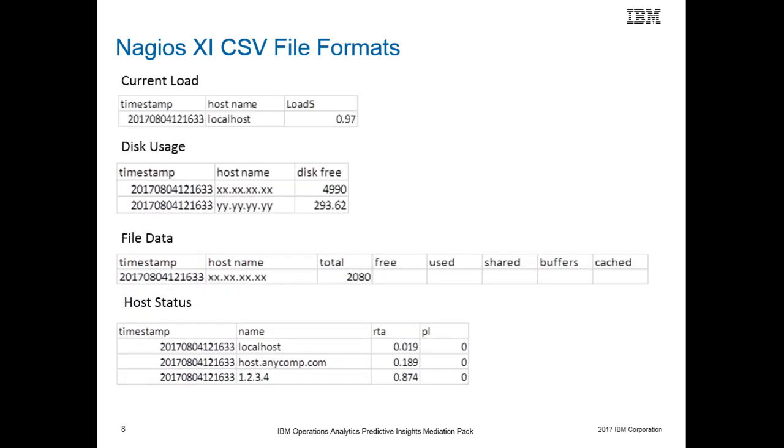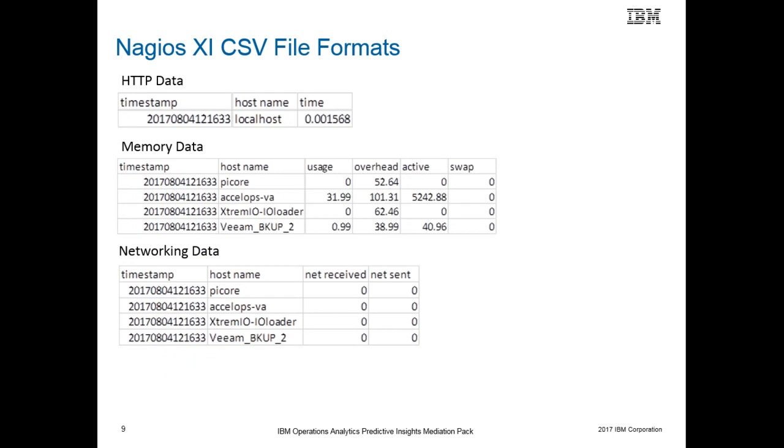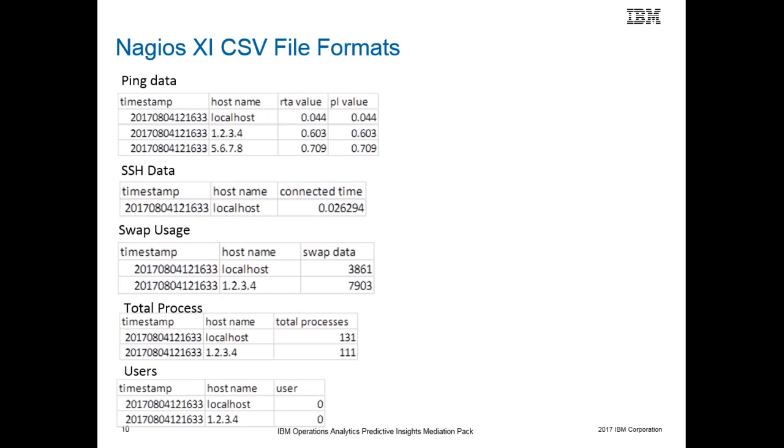The CSV files that are shown on this slide consist of the current CPU load, disk usage, file data such as number of files, and host status. Other CSV files are HTTP data, memory data, and networking data. The last group of CSV files for Nagios XI are ping data, SSH data, swap usage, number of total processes and number of users.